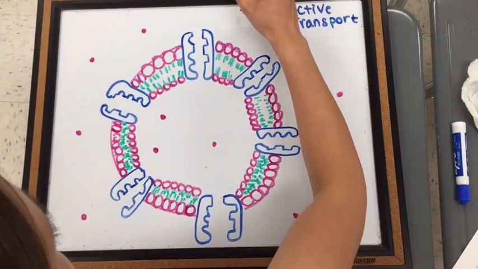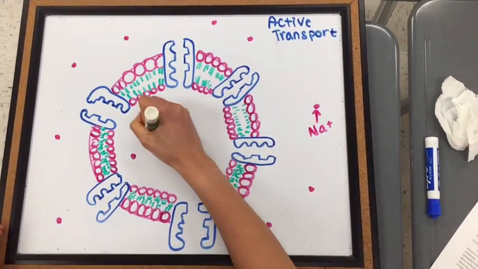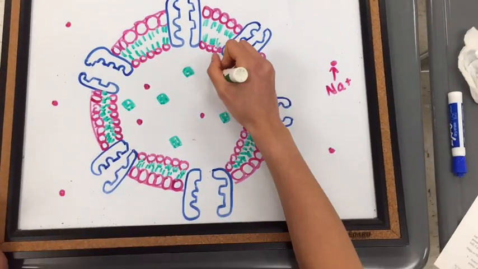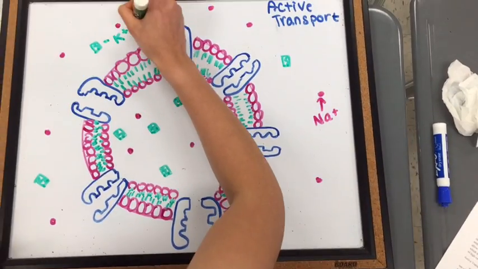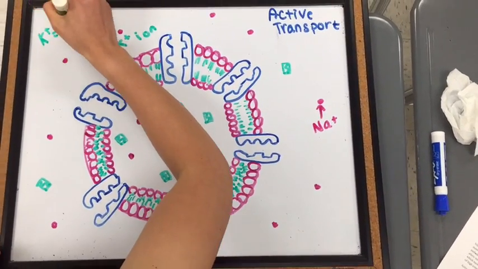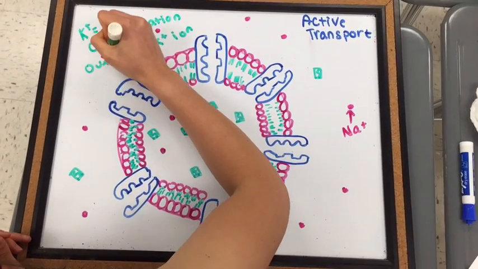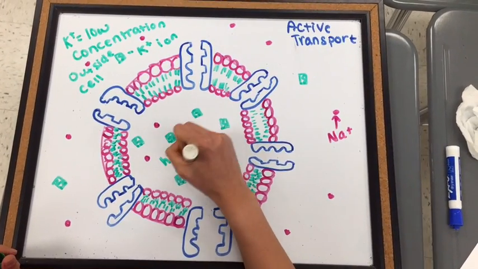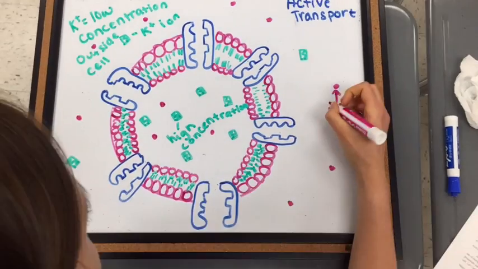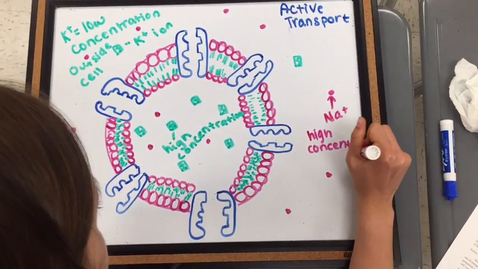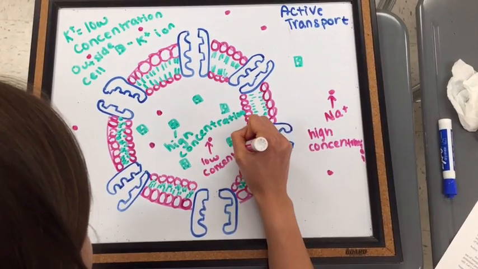A common example of active transport is the sodium-potassium pump, which is used in cells to regulate the concentration of sodium and potassium within the cell. Notice that the concentration of sodium inside the cell is lower than the concentration outside the cell. In addition, the concentration of potassium is higher inside the cell than it is outside the cell. Let's take a look at how it works.